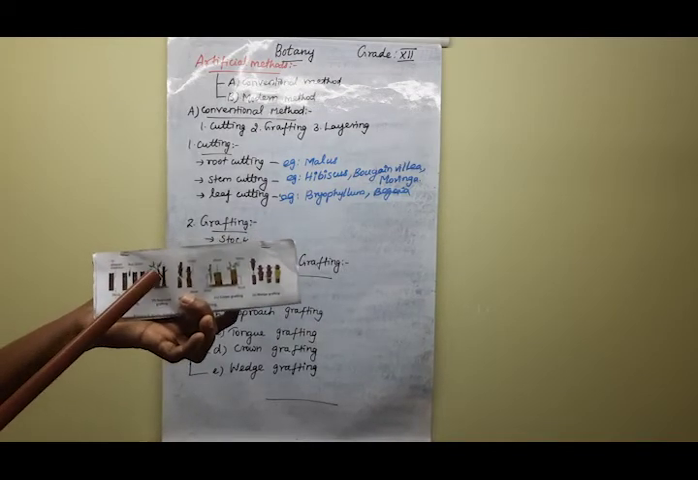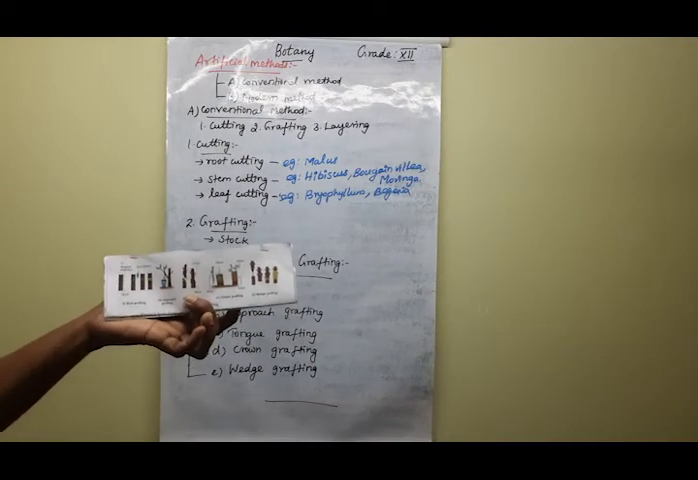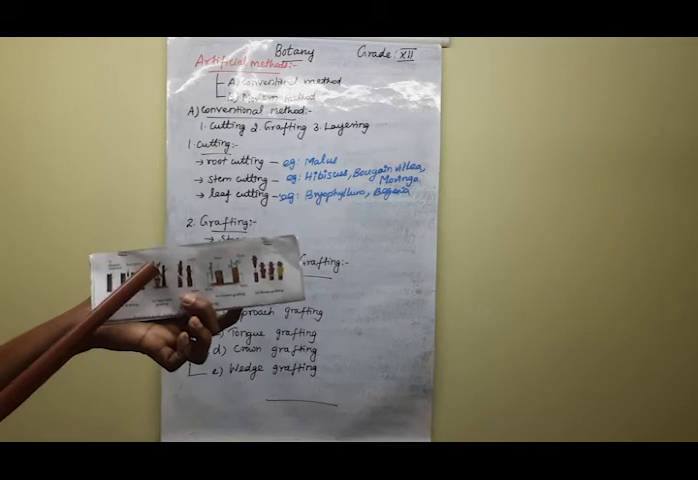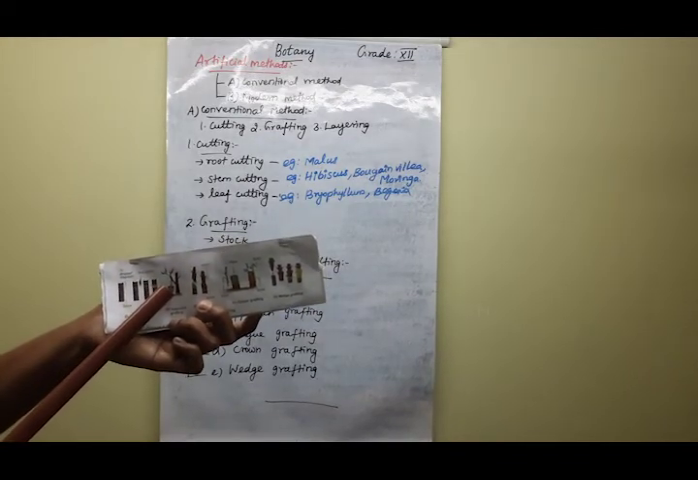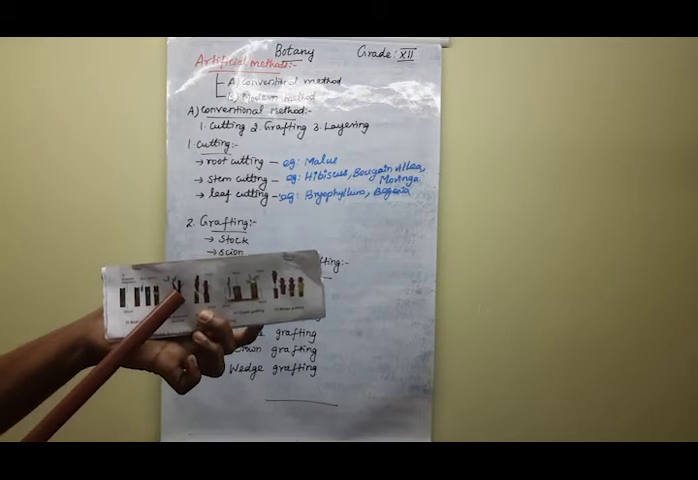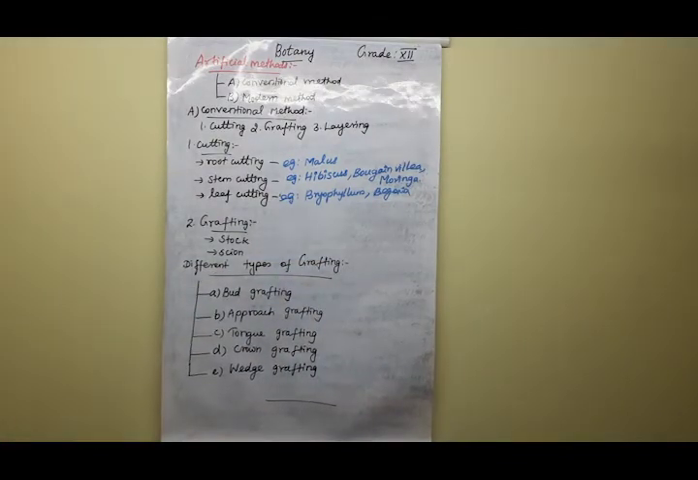Understood, ma'am? Then after tying, after 1 to 4 weeks, the tip of the stalk and the base of the scion, the potted plant, this region, if you cut it, grows as the new plant. Understood, ma'am? Say yes or no? If we select that area, the tip of the scion and tip of the stalk and then the base of the scion, just cut it and separate it, and it grows well as separated potted plants. Understood, ma'am? Say yes or no?